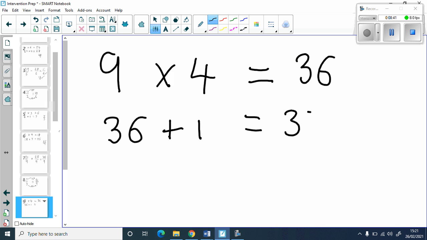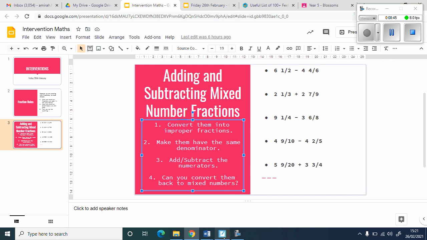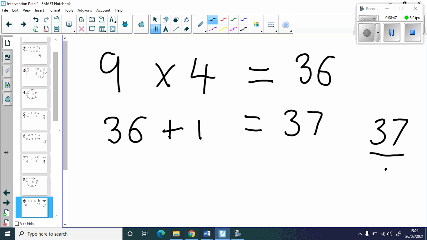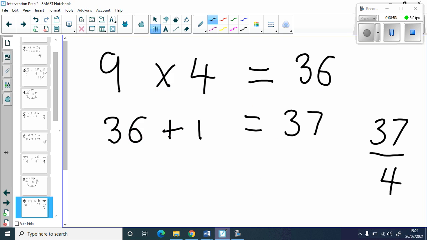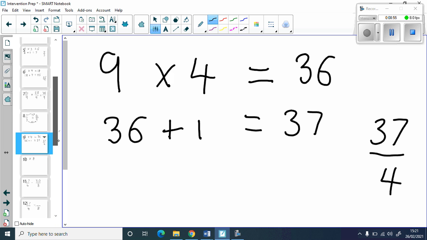37. So we've got 37 then. Your denominator stays the same. So we've got 37 over 4. Now we need to convert our second mixed number. So we've got 3 6/8. Let me just scroll this down.